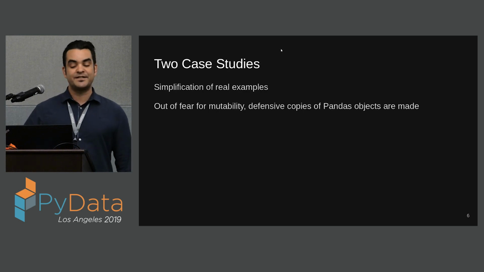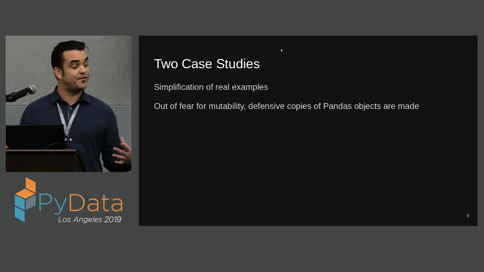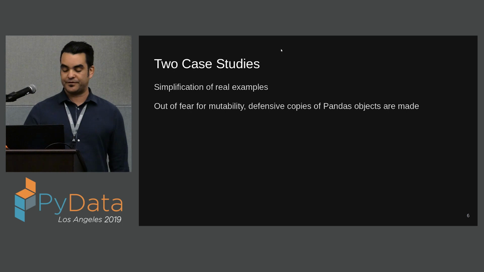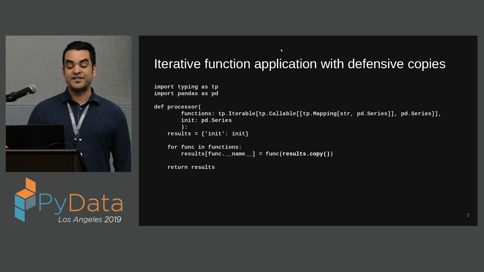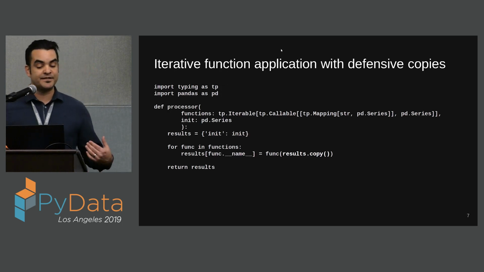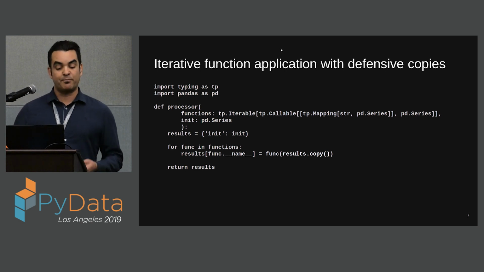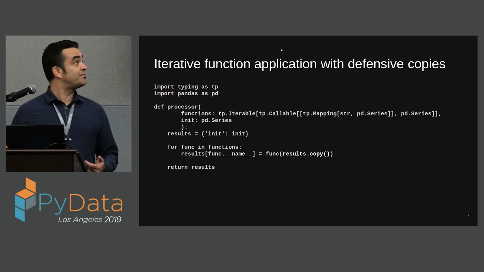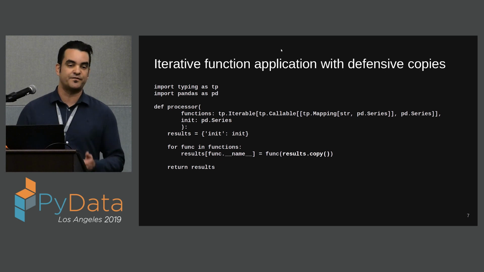So we'll look at two examples of code extracted from my colleagues. I've simplified and extracted them here, where we see this fear of mutation leading to defensive copies. In this example, we see this function called processor, which is taking functions, an iterable of functions, and those functions are being called in a loop, and each time they're being called, they're given this dictionary of previous results, called results here. And as you can see, the results are being copied every time they're put into this function.